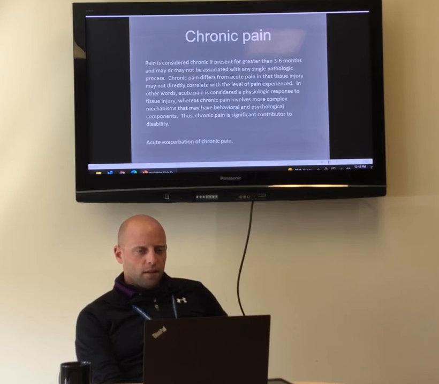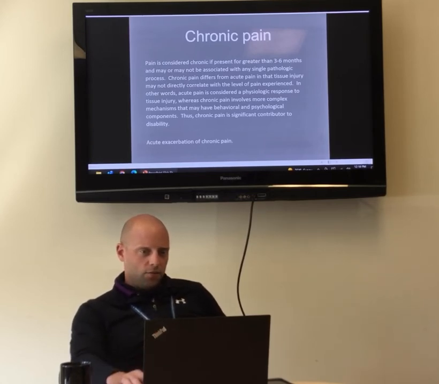inflammatory waxing and waning. So acute pain is considered a physiologic response to injury, whereas chronic pain involves more complex mechanisms that may have behavioral and psychological components, and this is the one that's a significant contributor to disability.